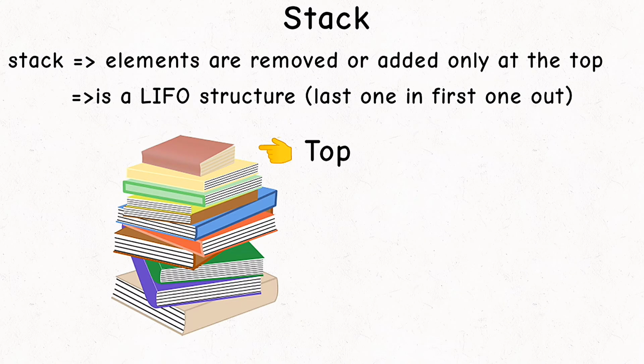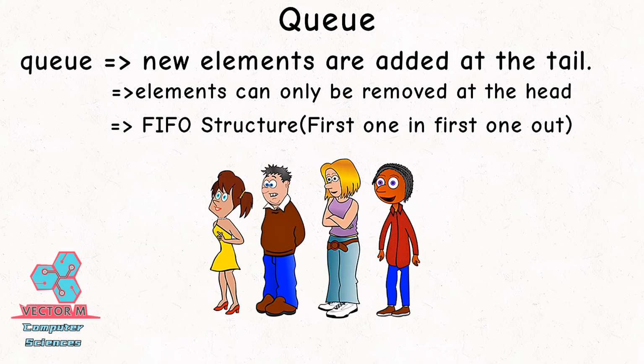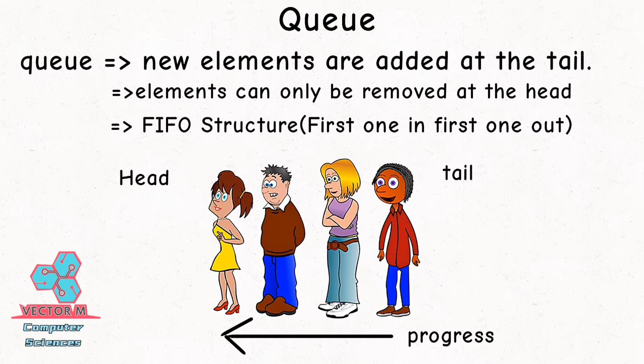In a stack, entries can only be removed or added to the top. Think of a stack of books on a table. Now let's discuss queues. A queue is a list where new entries can only be added at the tail, and entries can only be removed at the head.